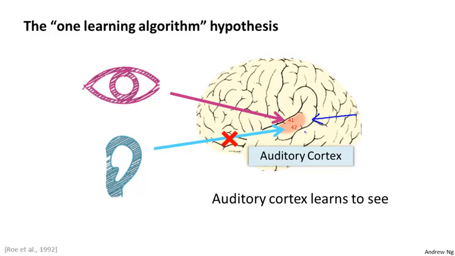If you do this, it turns out the auditory cortex will learn to see. And this is in every single sense of the word see as we know it. So if you do this, the animals can perform visual discrimination tasks, and that is, they can look at images and make appropriate decisions based on the images, and they're doing it with that piece of brain tissue.